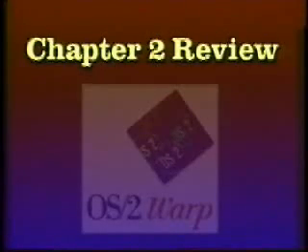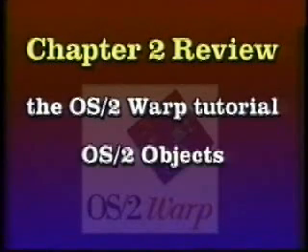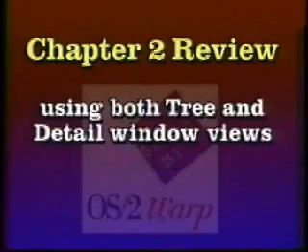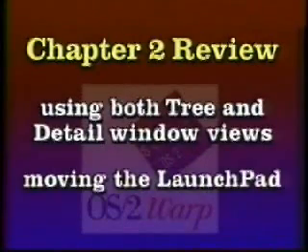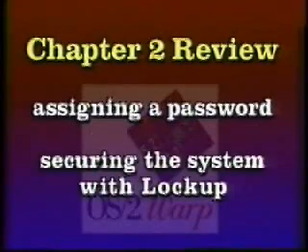Let's review what we've covered in Chapter 2. We discussed sections of the OS2 Warp tutorial. We defined OS2 objects, then opened a folder. We displayed tree and detail window views. We moved the launchpad. We assigned a password to our system, then used lockup to secure it.